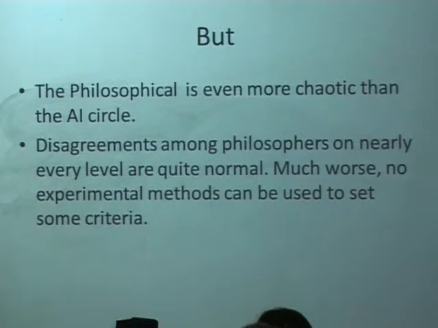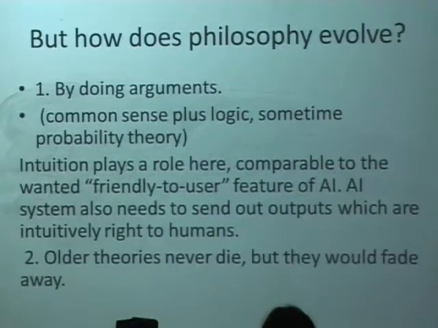So people will say, no, in case that we cannot do experiments in philosophy, but how does philosophy evolve? Definitely, philosophy has been evolving, but the problem is how. There are two ways. The first looks more rational, and the second way looks less rational. The more rational way is philosophers will do arguments.